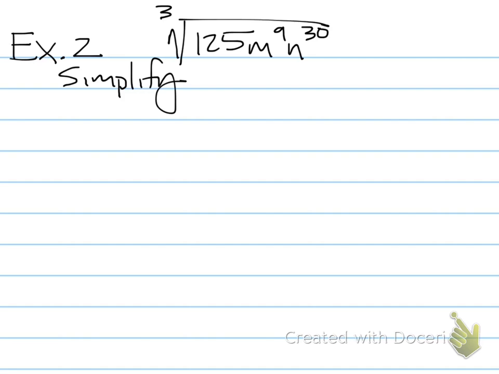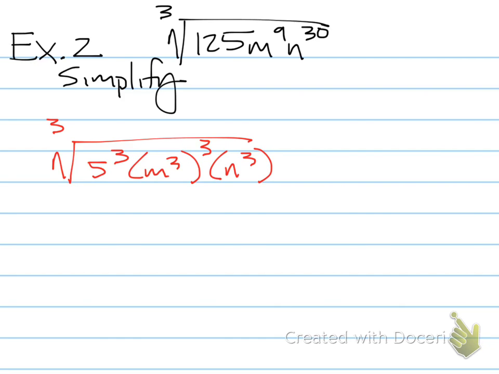And then to simplify this one, again, we want to just write it as a rational exponent. 125 is 5 to the 3rd power. And then m to the 9th is m cubed to the 3rd power. And n to the 30th is n cubed to the 10th power. And again, in order to bring anything out from under the radical sign, I need to have whatever the index is, number of those factors. So if the index is 3, I need 3 of those factors in order to pull that term or number out from under the radical sign. All right, so I can pull out a 5, I can pull out 3 m's, and I can pull out 10 n's.